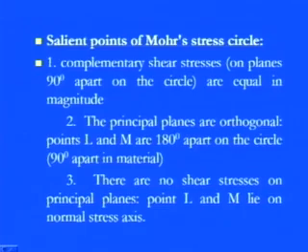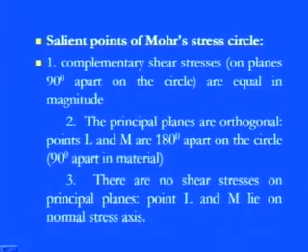Second feature is that the principal planes are always orthogonal. Sigma 1 and sigma 2 are always at 90 degrees to each other. So points L and M, which we located, are always 180 degrees apart on the circle, or 90 degrees apart on the material side. Third, there is no shear stress on principal planes, as we discussed. So points L and M lie on the normal stress axis.